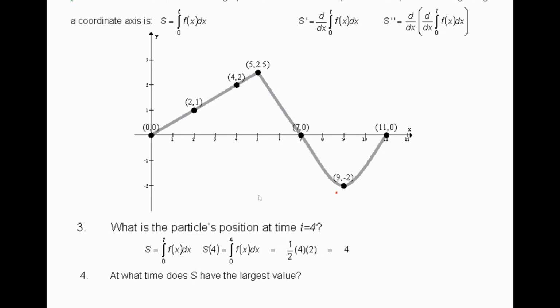And at what time does S have its largest value? Now, again, we started here assuming that our position is 0, and then what happens? I'm adding in area, which means I'm moving to the right until I get to 7. So at 7, I stop adding value and I start subtracting some area. But guess what? This area is always bigger than that area, so I'm going to say my largest value is going to be when t equals 7.